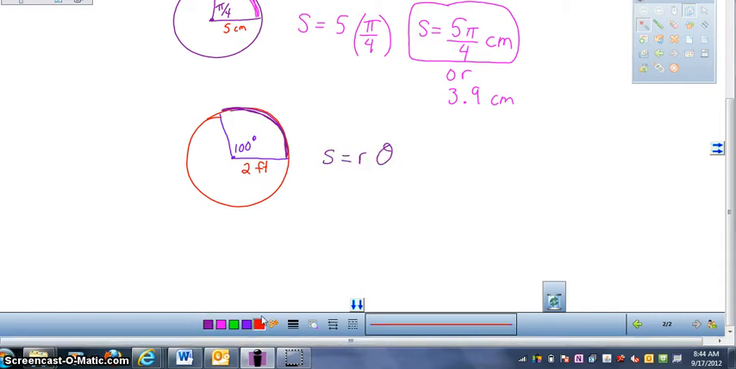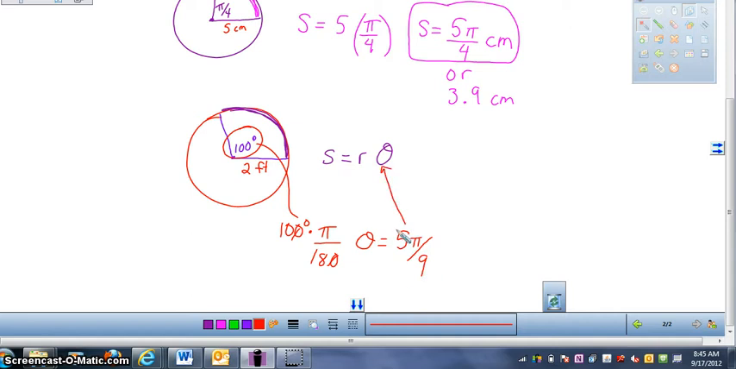We have a problem with this one. The problem with this one is this angle is 100 degrees. I told you theta needs to be in radians, so you first need to convert. So change 100 to radians. So take 100 degrees times pi over 180. And let's see, the zeros cancel. It'd be 5 over 9. So my theta is 5 pi over 9.